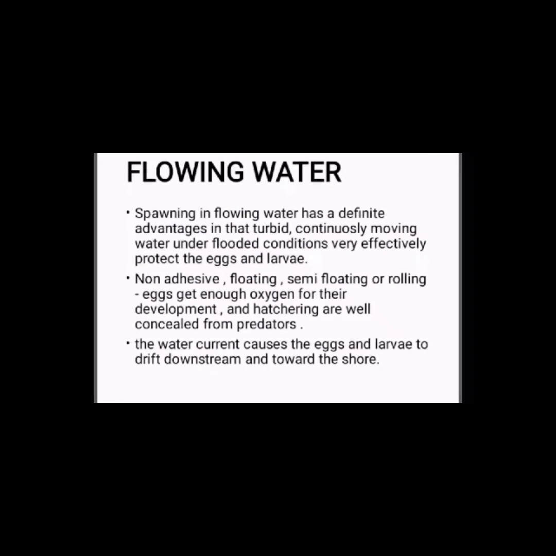The second place of propagation is flowing water. Flowing water definitely has an advantage in that turbid, continuously moving, flooded conditions very effectively protect the eggs and larvae. So the advantage of the flowing water is that it is turbid. So there are types na non-adhesive, floating, semi-floating, or rolling. Eggs get enough oxygen for development and are well concealed from predators.